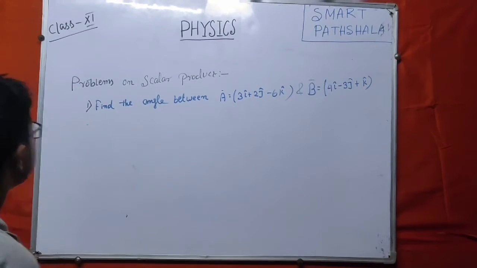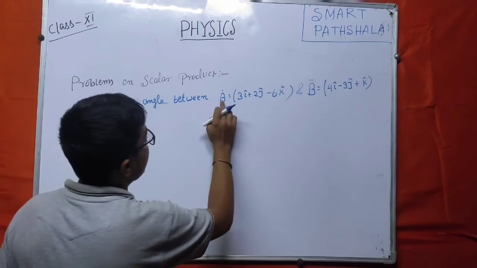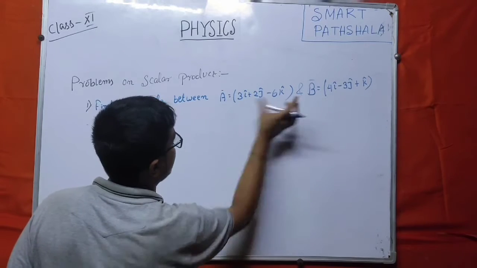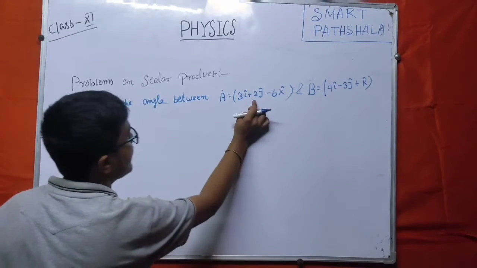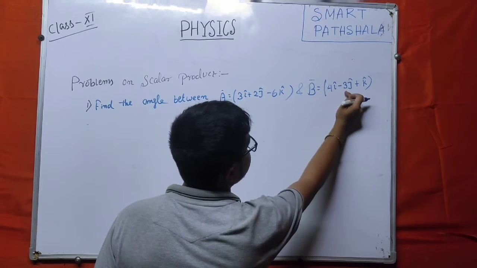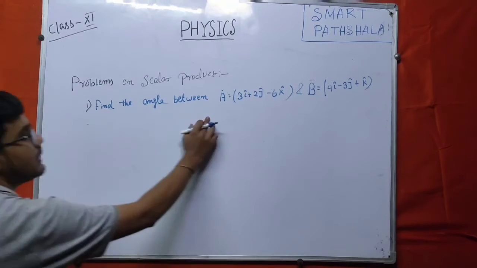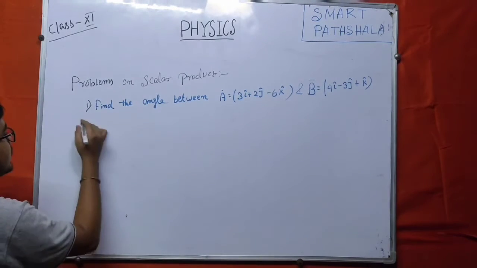Now, the first problem is given as: find out the angle between A vector and B vector. A vector is given as 3i cap plus 2j cap minus 6k cap, and B vector is given as 4i cap minus 3j cap plus k cap. We have to find out the angle between these two vectors.